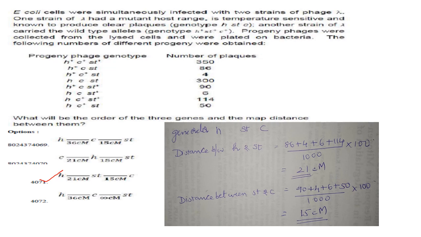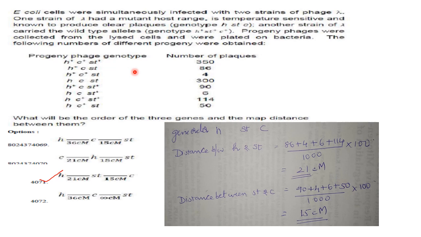The next one. E. coli cells were simultaneously infected with two strains of phage lambda. One strain of lambda had a mutant host range, temperature sensitive, and known to produce clear plaques, genotype H ST C. Another strain of lambda carried the wild type alleles, genotype H plus, ST plus, C plus. Progeny phages were collected from the lysed cells and were plated on bacteria. The following number of different progeny were obtained. So these are the results of the three-point test cross. These are the numbers of plaques. Now what will be the order of the three genes and the map distance between them?